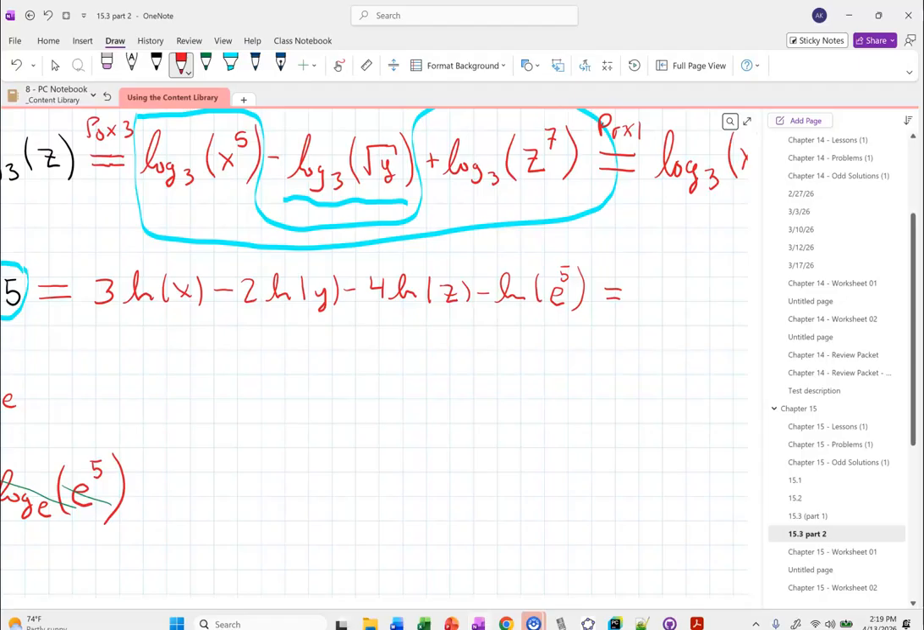Okay. Now let's hit those power properties. You guys hopefully see 3 of them. 1, 2, 3.